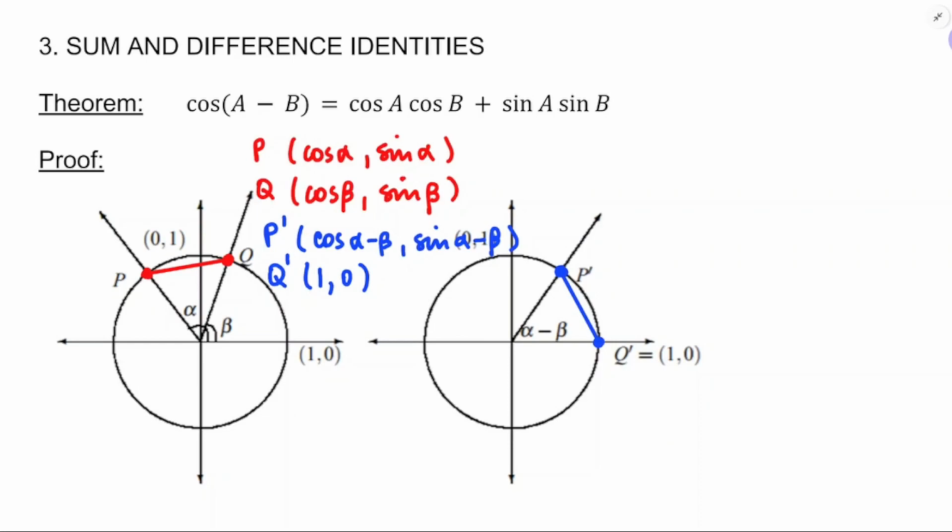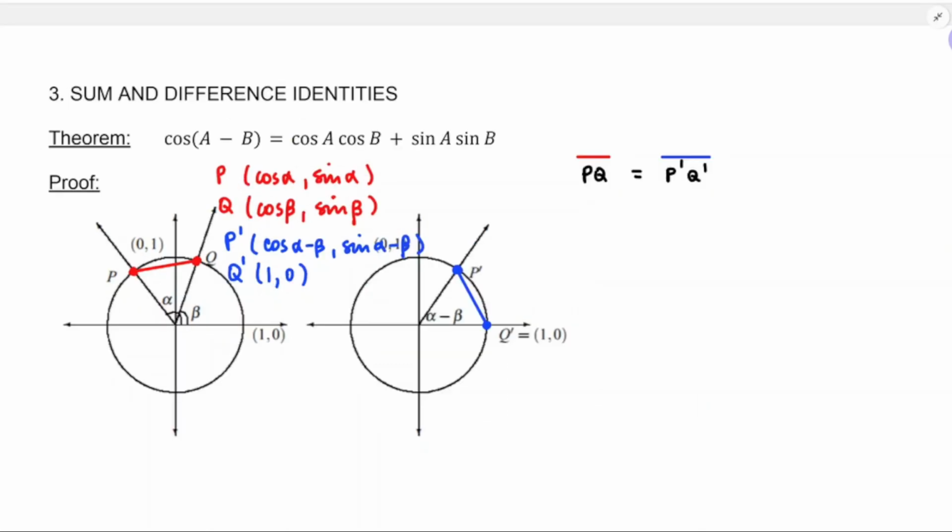So we're looking at the distance between points P and Q and the points P prime and Q prime. And if you look at it, they need to be the same, because this distance from P to Q in red is really just going to be the same. We've rotated it down by beta radians, basically. Okay, so rather than looking at alpha and beta separately, we're going to look at alpha minus beta against 0.